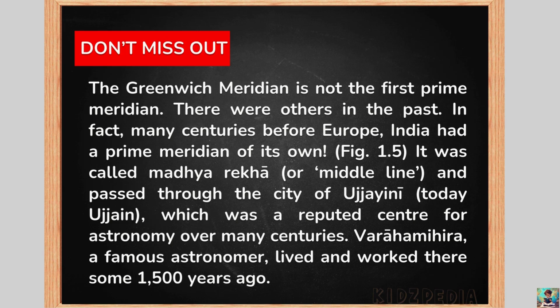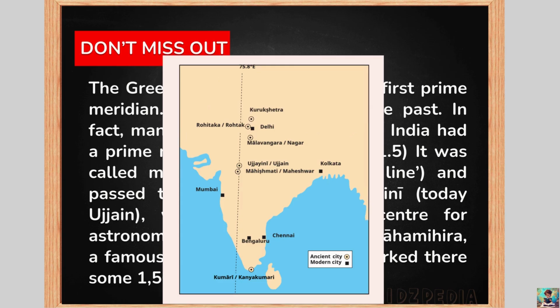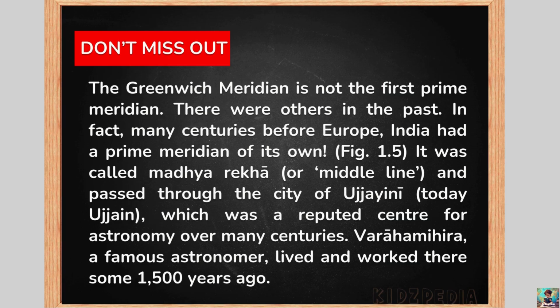Today we use the Greenwich meridian as the prime meridian. But did you know Greenwich was not the first prime meridian in history? Long before Europe, ancient India had its own prime meridian. It was called Madhyareka, which means middle line in Sanskrit. This line passed through the city of Ujjaini, today known as Ujjain, in the state of Madhya Pradesh. Ujjain was a very important place for astronomy many centuries ago. A great Indian astronomer named Varahamihir lived and worked there around 1500 years ago. He and other scholars studied the sky, stars, using Ujjain as the center point.